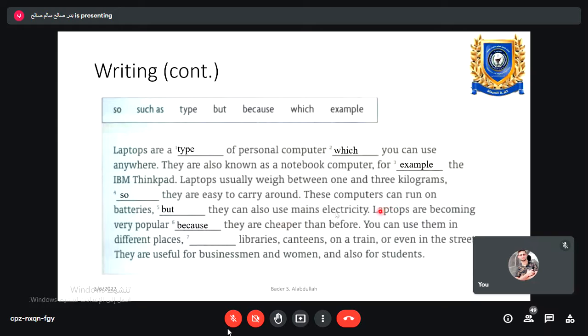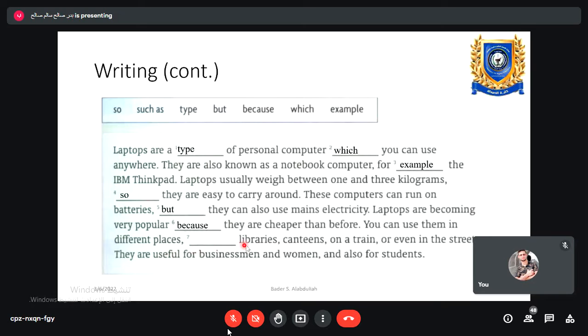But the because is different from so. For so, the reason comes before so, and the result comes after. With because, it's the other way around. Okay? You can use them in different places.